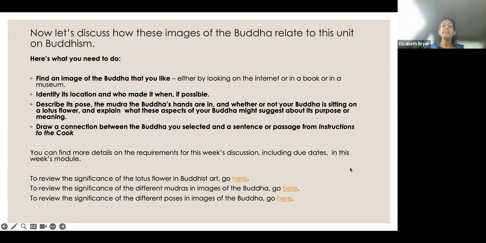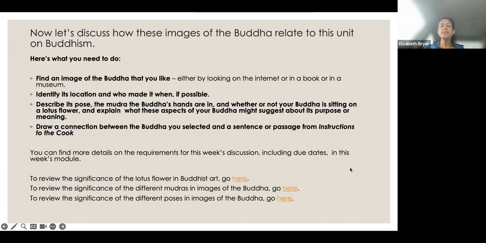You need to find an image of the Buddha that you like. You can look on the internet or in a book or in a museum collection. If you look up the Metropolitan Museum of Art or even the Huntington Museum here in LA, you will find different images of the Buddha. So you're going to find an image of the Buddha that is compelling for you. You're going to identify its location and who made it when, if possible. It's not always possible to do that, but if you can.